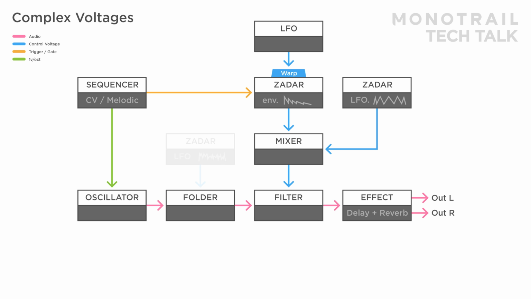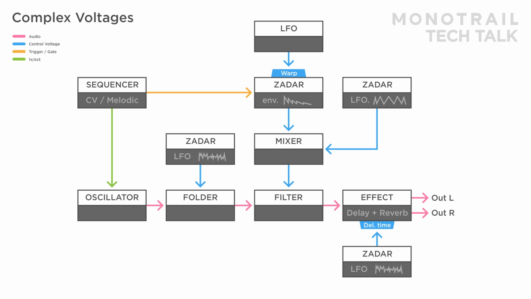Another channel of Zadar is set to a looping, very long, complex, semi-random voltage modulating the wavefolder. And another, more sample and hold style slow signal is modulating the delay time of the effect module.